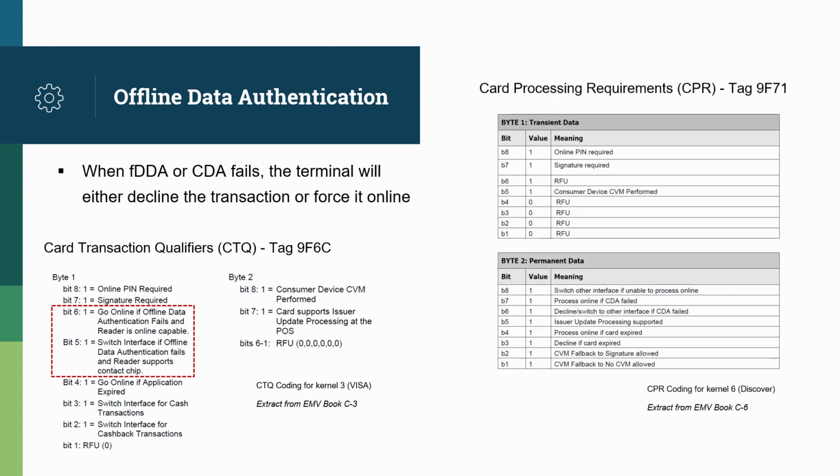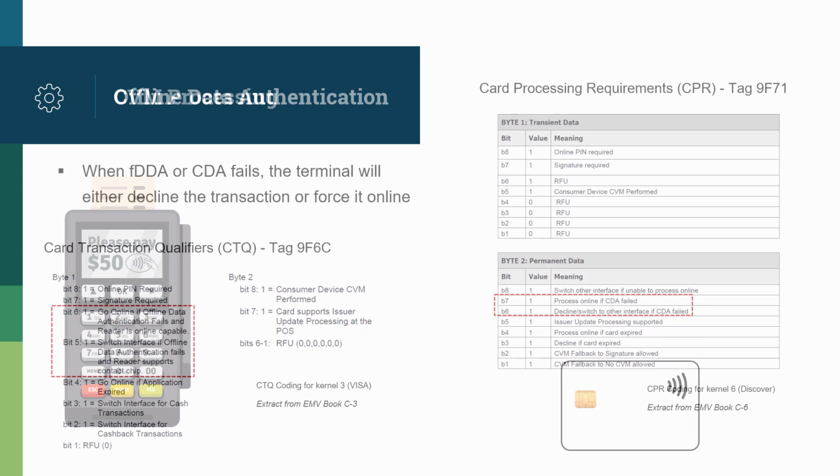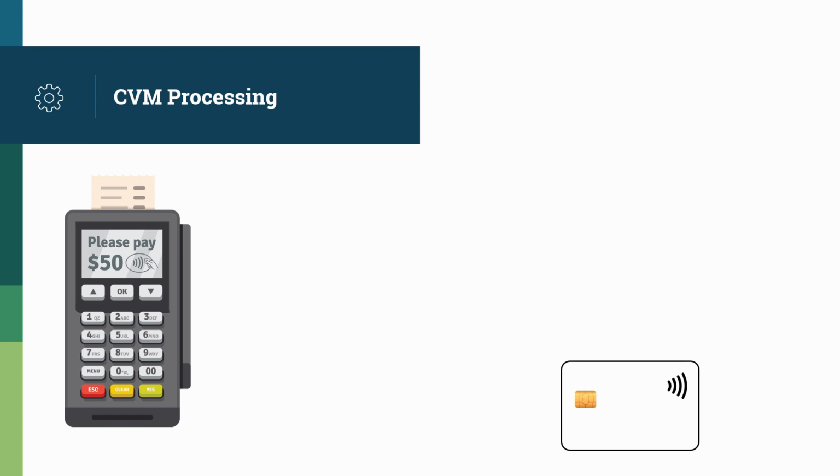With kernel 6, the terminal would receive the card processing requirements from the card, tag 9F71. And the concept is the same. Go online, decline, or fall back to chip if CDA fails. The next step we'll be looking at is CVM processing. The diagram we'll be creating may look a bit scary, but you'll see that it's not that complicated.